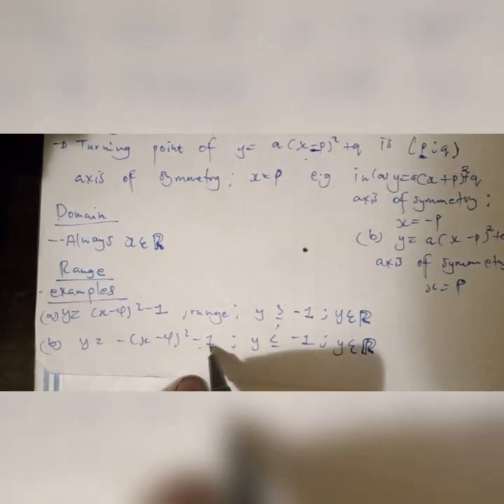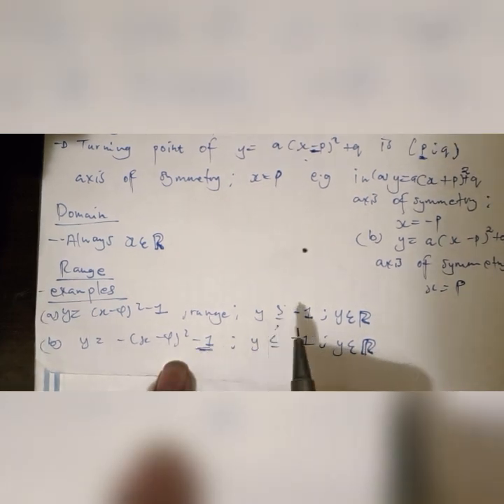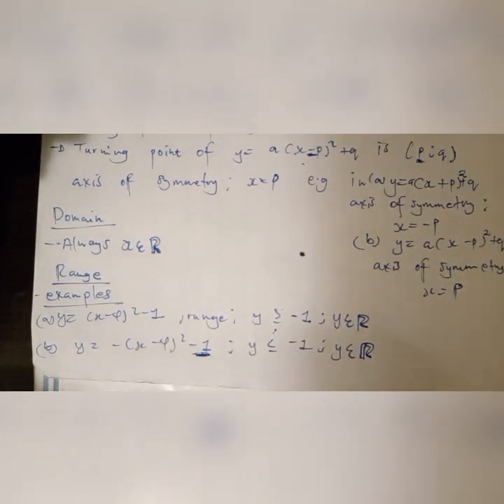So y is less than or equal to q. Our q here is -1. I forgot to mention that here, but I'm mentioning it now. It's always less than or equal to or greater than or equal to q. So our q here is -1. So it's y is less than or equal to -1. Y is the element of all real numbers. Let's move on.